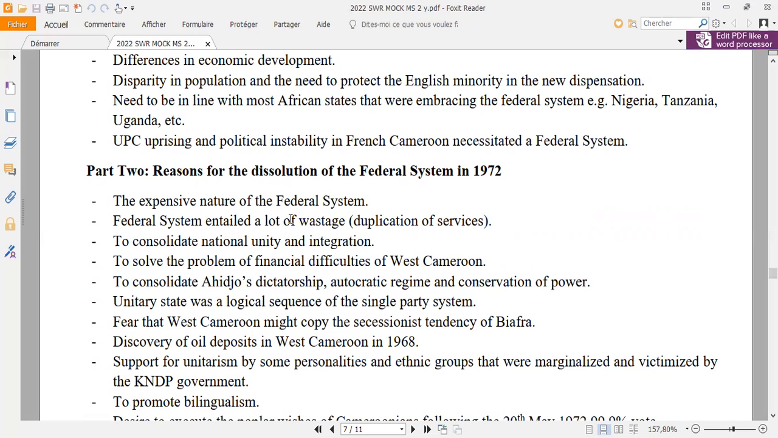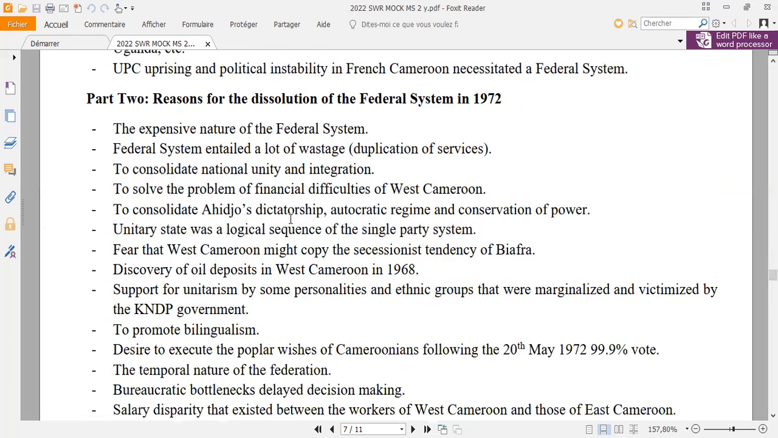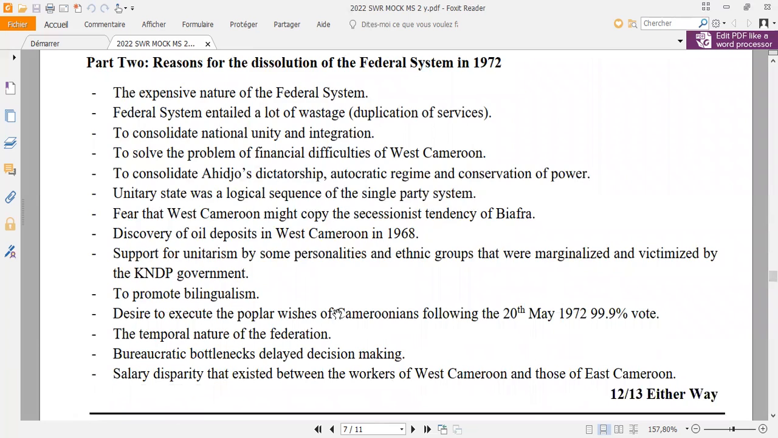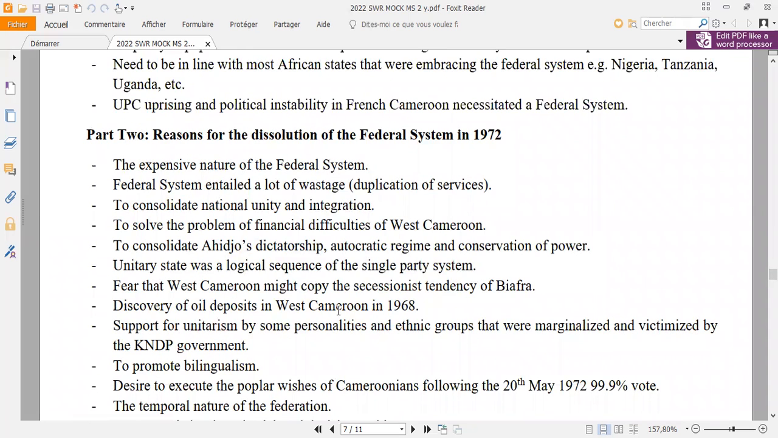Fear that West Cameroon might copy the secessionist tendency of Biafra. Discovery of oil deposit in West Cameroon in 1961. Support for unitarism by some personalities and ethnic groups that were marginalized and victimized by the KNDP government. To promote bilingualism. So these were the reasons that led to the dissolution of the federal system, or led to the introduction of the unitary system.